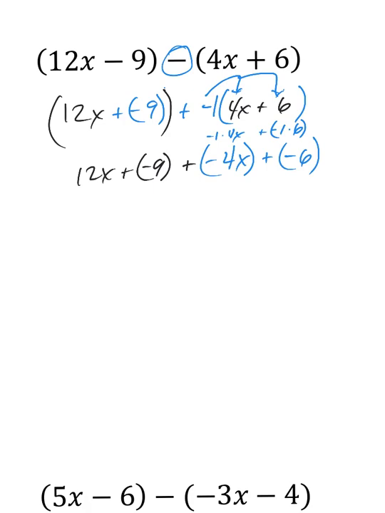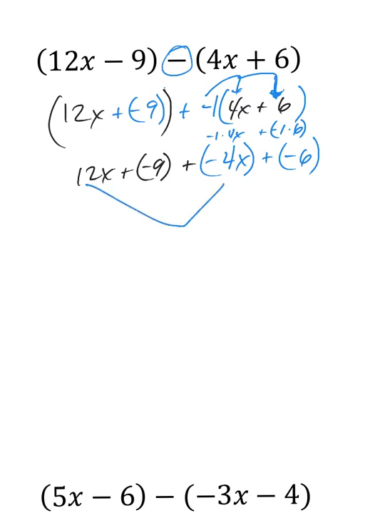Okay, so now once I've done that, this is the hard part. That's the part where everybody makes their mistakes. Often people won't distribute this negative 1 over to the 6. And so now what I'm going to be doing is combining like terms.